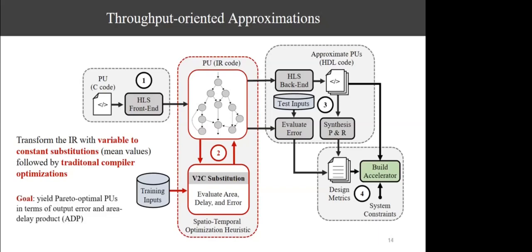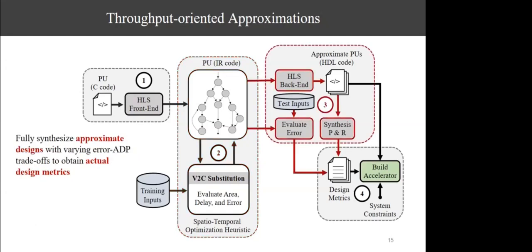The design heuristic explores both area and delay optimizations, enabled by selectively applying variable to constant substitutions. At this point, area, delay, and error metrics are estimated, and the design with best fitness is selected according to a function that evaluates error and error-delay product trade-offs. Next, in step 3, the selected design is processed by the HLS backend and the device-specific synthesis tools to obtain precise area, delay, and energy metrics.